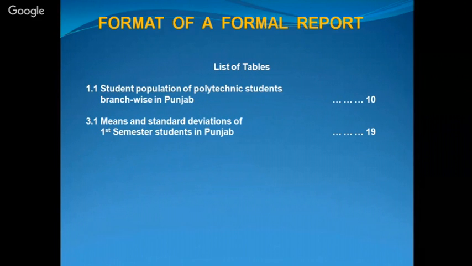List of tables, ये आपने शुरू में देना है reference material में. 1.1 table heading and page number on which it appears. Likewise 3.1 table 3, so list of table, and likewise you can prepare for list of figures or abbreviations, etc. So this is about the format of a research report.